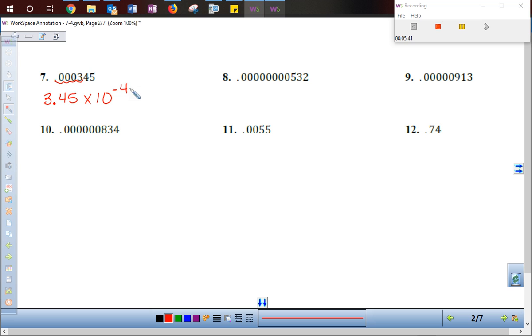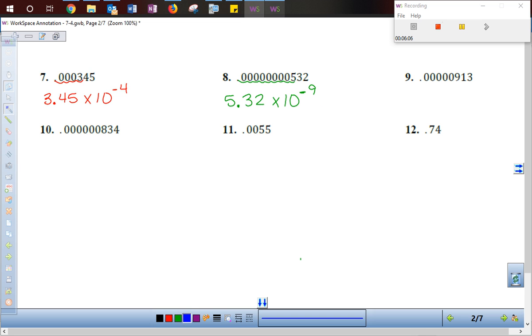So 3.45 times 10 to the negative 4th. Let's try it again on number 8. The first number that I see that's not a 0 is a 5, so we're going to have 5 point, then the numbers after it, 3, 2, times 10 to the negative, and now I just have to count 1, 2, 3, 4, 5, 6, 7, 8, 9 to the negative 9th.